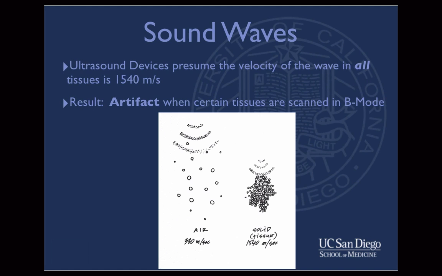However, an important point to consider is a presumption made by the ultrasound machine. Most ultrasound machines presume that the velocity of the wave in all tissues is 1,540 meters per second. This presumption is actually untrue and will result in artifact when certain tissues are scanned in B mode.